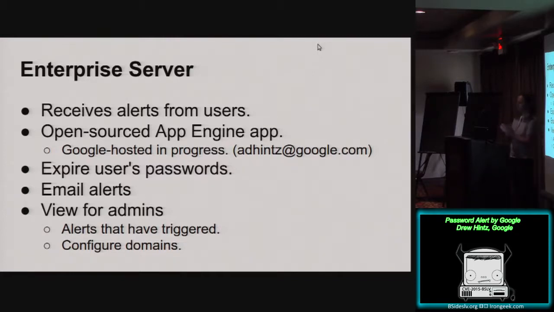And so the server has some basic features. If it notices the user types their password in the wrong spot, it can expire the user's password to force them to change it right away. It can email an alert to the user and/or the security team to let them know what's going on. And the admins can also view what alerts have triggered and also categorize domains. So you might say, yeah, that internal corporate Oracle financial server, it's okay to reuse their password there, so we don't actually want to take any action when a user types their password there.